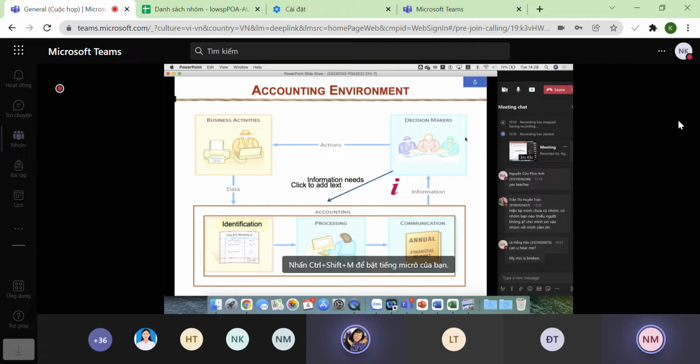There are only two groups of users. The first one is the managers. So who are the others? The external users. Because there are only two groups, internal and the other is external user, right? The others are external users. So who are the external users? Investors and creditors.